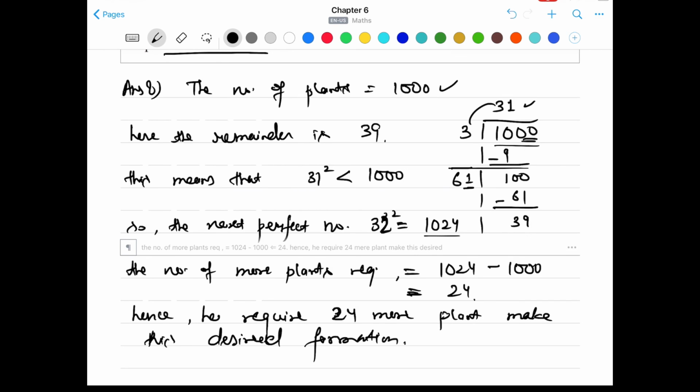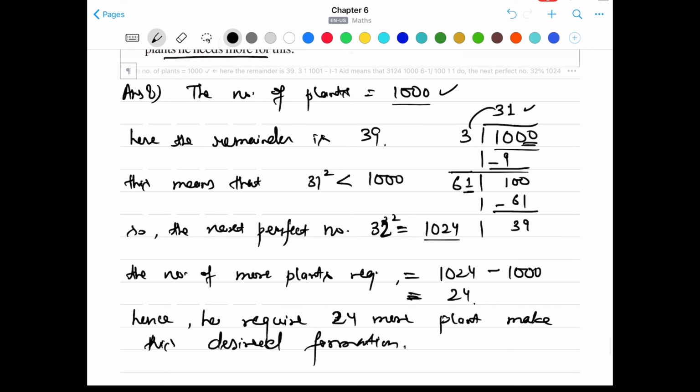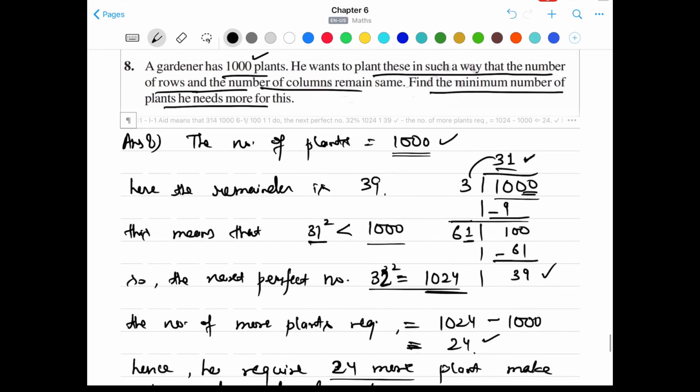Okay, so the number of plants that he has was 1000. When you find the square root of 1000, you will get a remainder of 39. So the number we are getting is 31. The square of 31 is less than 1000. Therefore, we will consider the square of the next higher number, which is 32. The square of 32 is 1024, and that means he already has 1000 plants and he needs 1024 plants. So the difference is 24. In total he requires 24 more plants to make his desired formation. Okay, so that's the answer to question number 8.